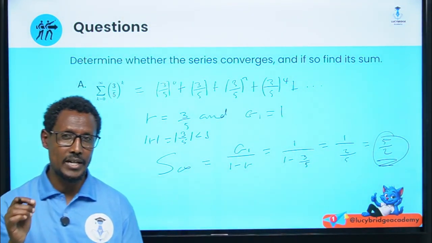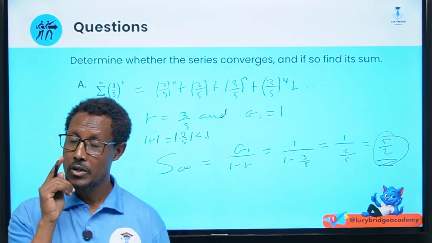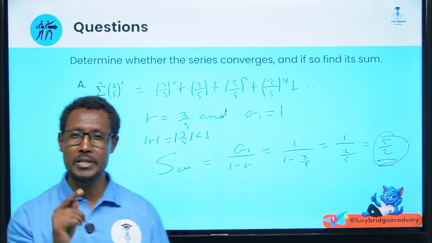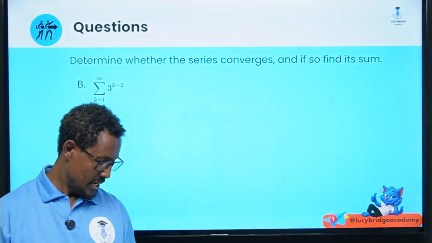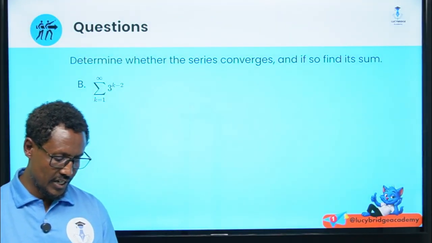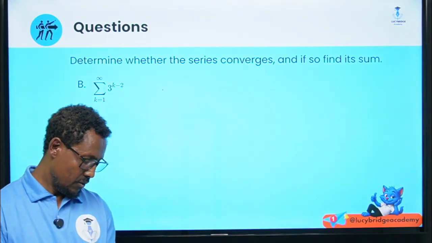And then you have to find the first term and the common ratio r. Don't forget that the absolute value of the common ratio r must be less than 1. It must be less than 1. Determine whether the series converges, and if so, find its sum. Look again, what is the first term?